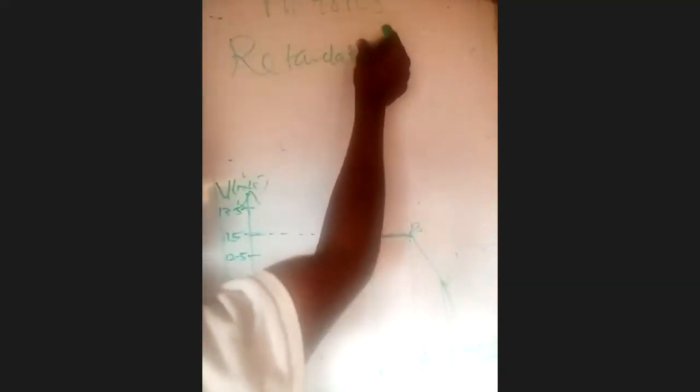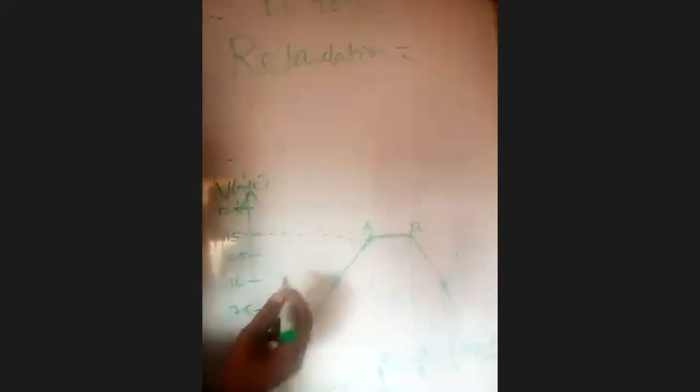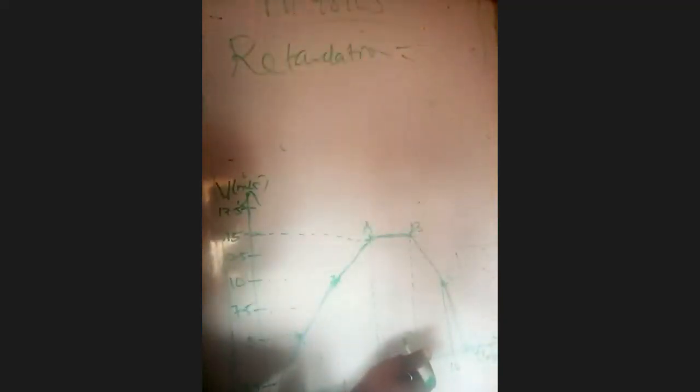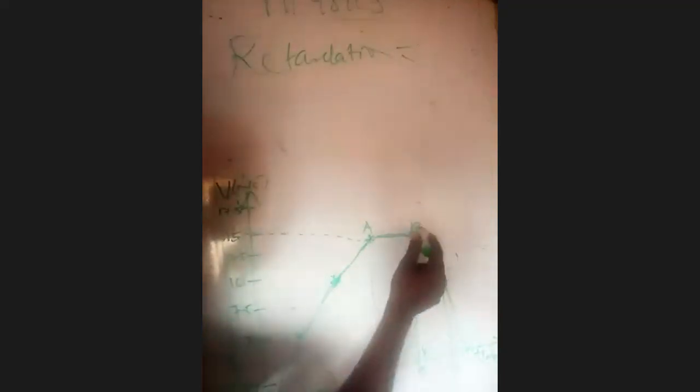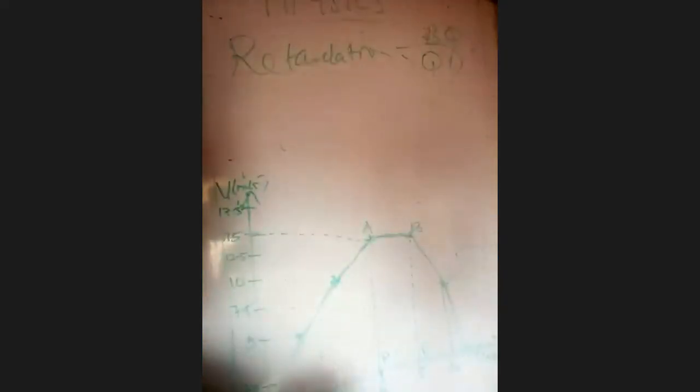And when we talk about retardation, it is equal to the gradient along BD. Here now, according to the graph you have on the board, the retardation or deceleration is equal to BQ all over QD. That is the retardation.